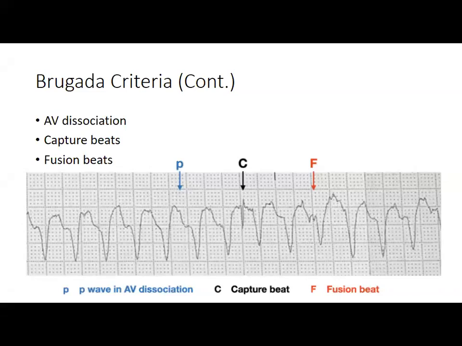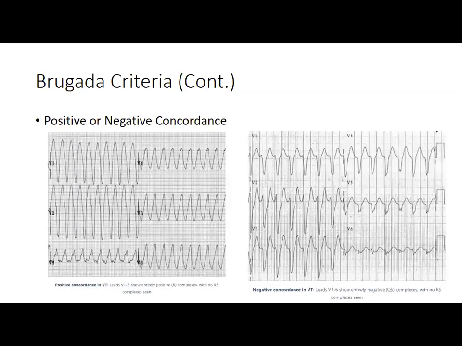Also seen in VT are these AV dissociations, where you'll see random beats of atrial activity poking their way through the other ventricular activity. We'll come back to that in a little bit. And then lastly, positive or negative concordance. If V1 through V6 are all upright or all down, that's more likely to be VT. If they are alternating between up and down, that's more likely to be SVT.